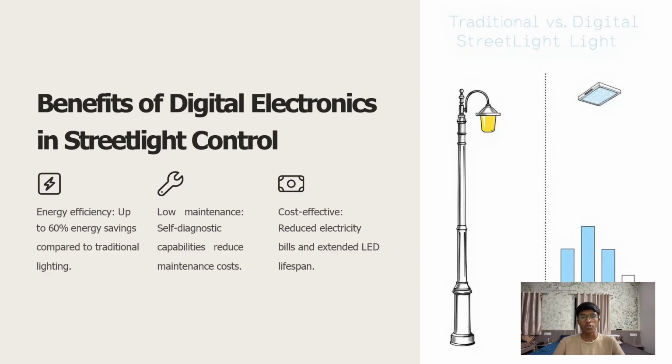There must be a question in your mind: what are the benefits of using digital electronics in a smart streetlight system? First is that energy savings of up to 60% can be achieved using this system. Second, there will be low maintenance because we have introduced a self diagnostic feature in our system. And third is that the product will be cost effective since it will give a reduced electricity bill and extended lifespan.